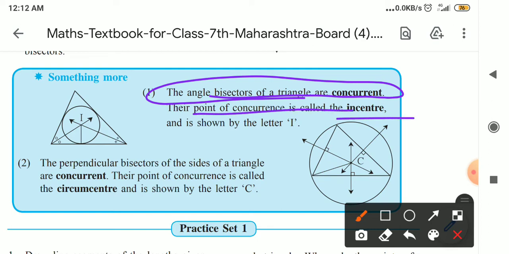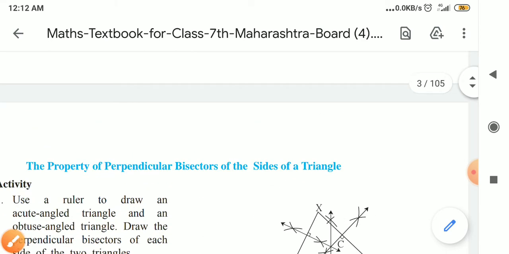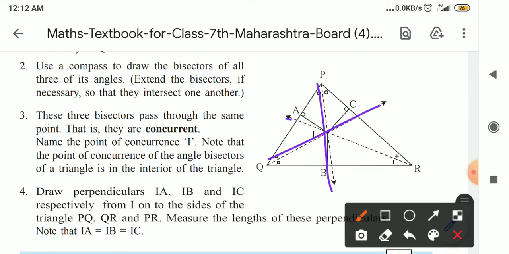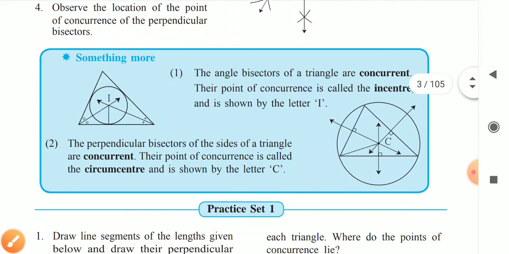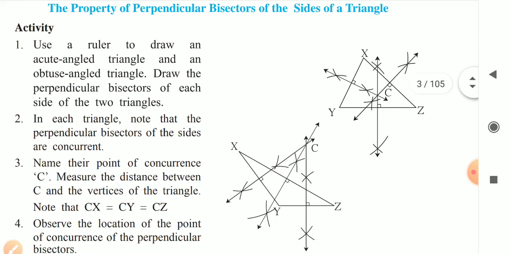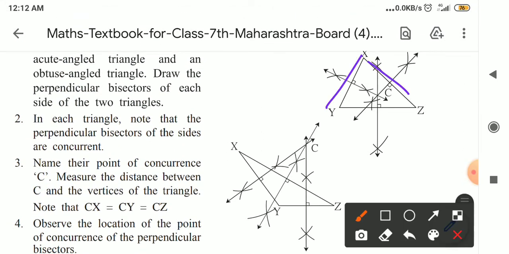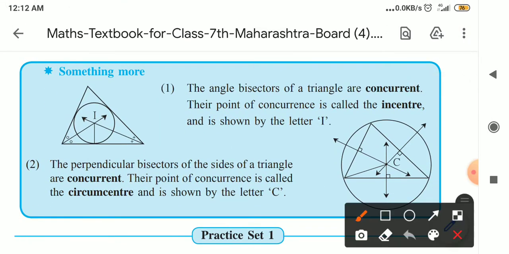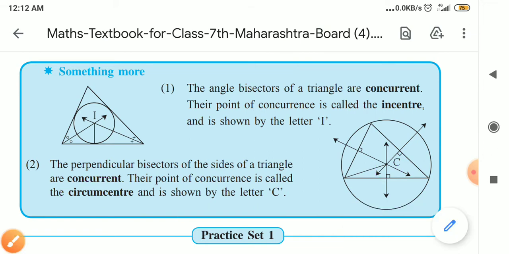Incenter, I for incenter. And we drew this for which figure? The first one, which we completed yesterday. For this, these are the angle bisectors, and the point of concurrence of the angle bisectors is called the incenter. Then next, for perpendicular bisectors of the sides in both these figures: the perpendicular bisectors of the sides of a triangle are concurrent, and their point of concurrence is called the circumcenter, shown by the capital letter C.